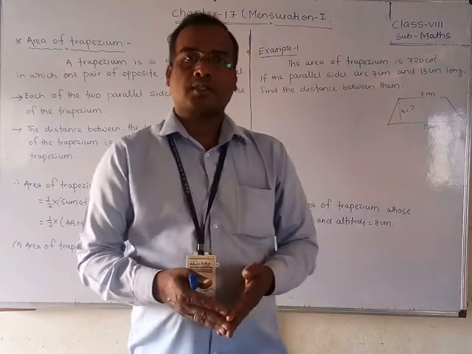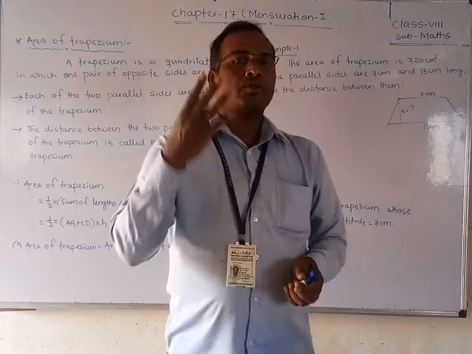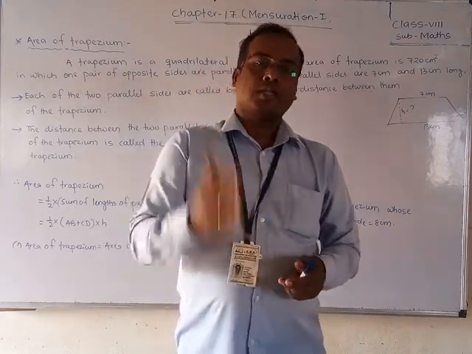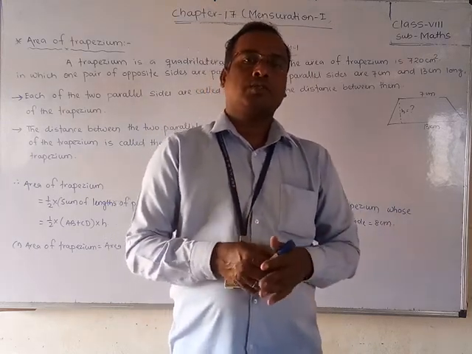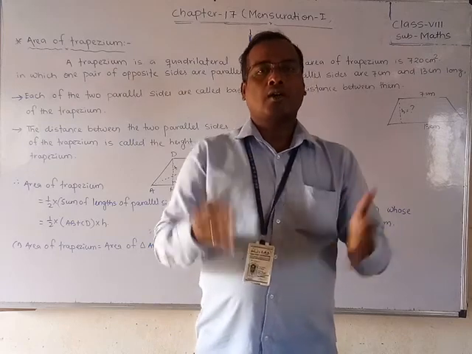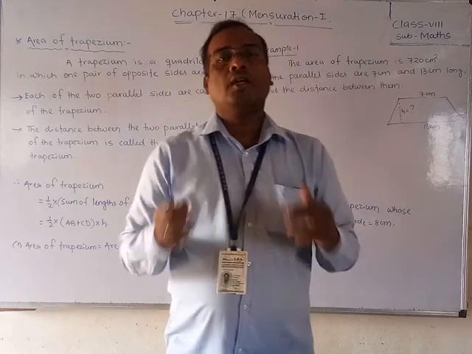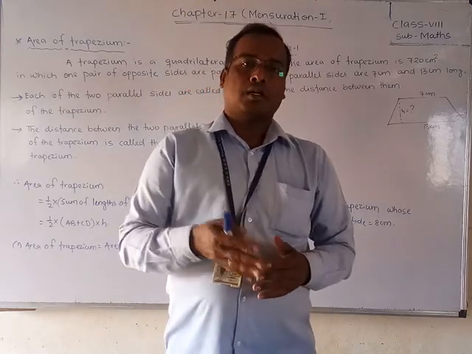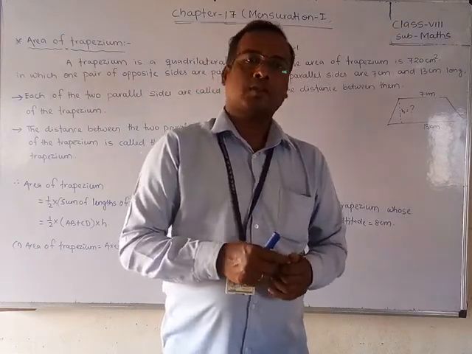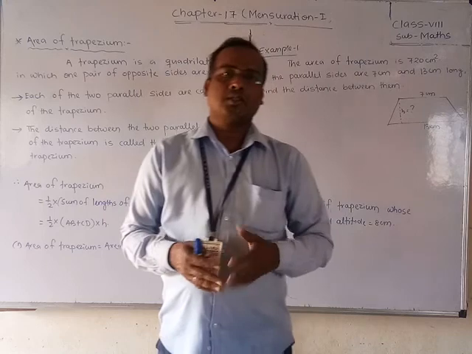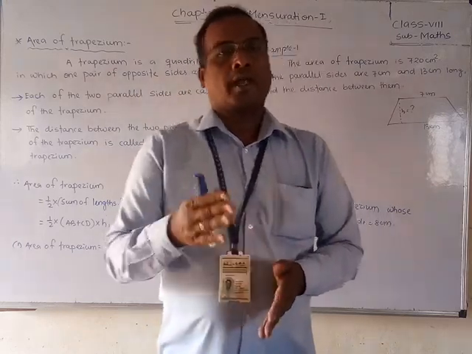The trapeziums are of two types. You have already studied this in class 7, and before that I also explained it in solid figures. One is the isosceles trapezium, another is the right trapezium. Isosceles trapezium means the non-parallel sides are equal. Right trapezium means one of the non-parallel sides is perpendicular to the base. So these are the two different types of trapezium.